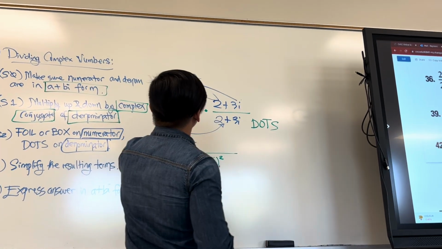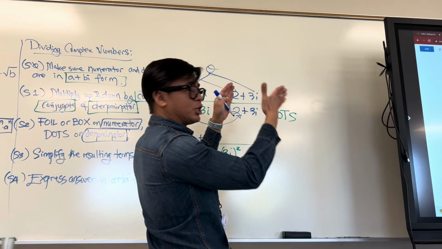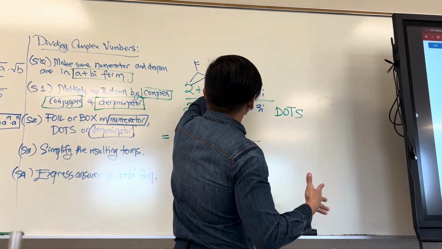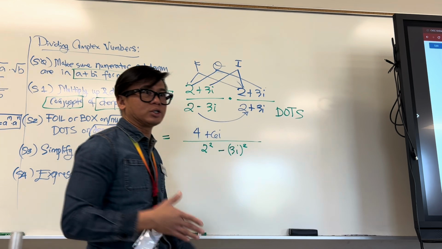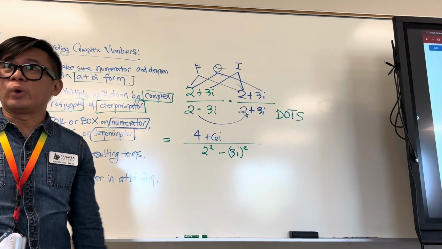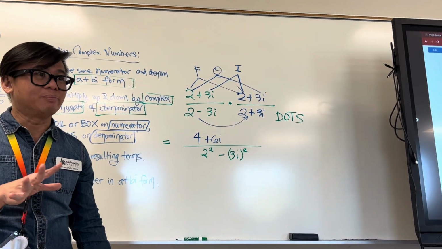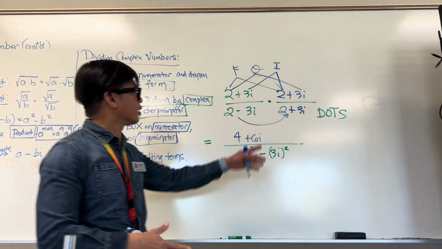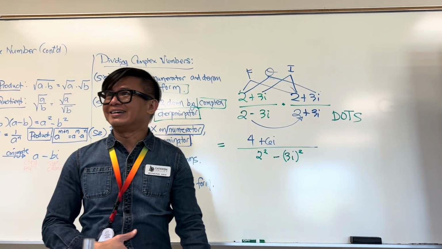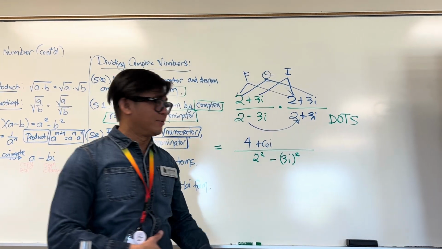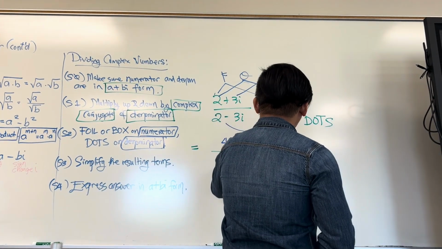That's the outer. Next, inner terms. This 3i and this 2i. Inner terms. Multiply as well. What would that be? Reagan, what do you think? 2 times 3i is 6i. Very good, right? So another 6i in here.